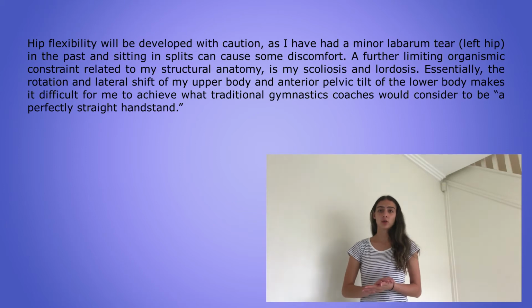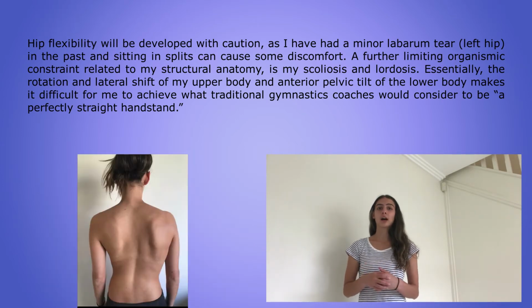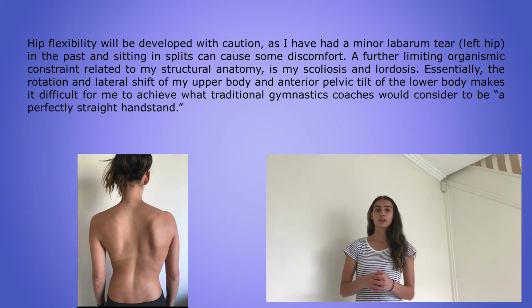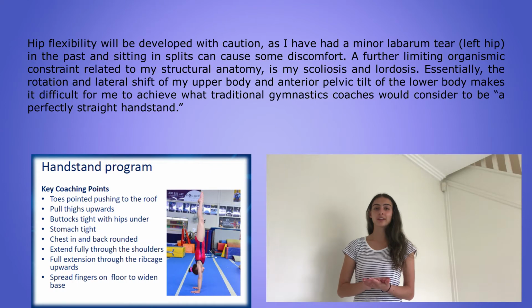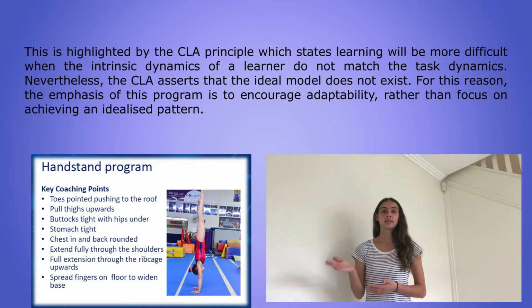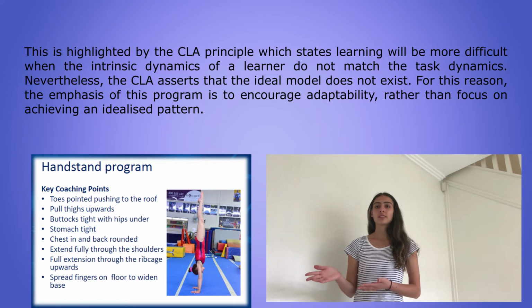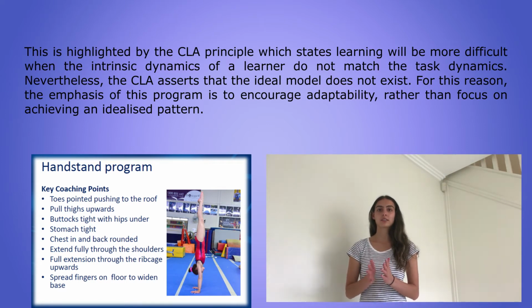A further limiting organismic constraint related to my structural anatomy is my scoliosis and lordosis. Essentially, the rotation and lateral shift of my upper body and the anterior pelvic tilt of my lower body makes it difficult to achieve what traditional gymnastics coaches would consider to be a perfectly straight handstand. This is highlighted by the CLA principle, which states, learning will be more difficult when the intrinsic dynamics of a learner do not match the task dynamics.